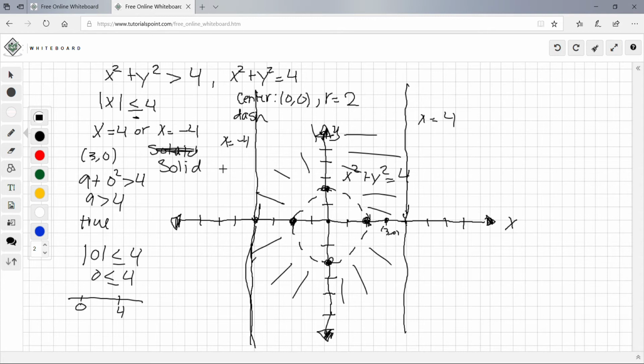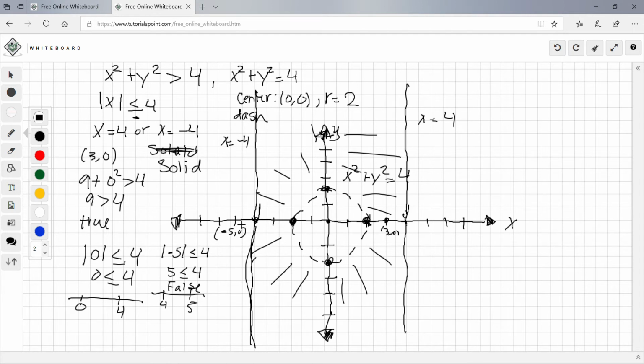Wait, should I use 0, 0? No, I won't use 0, 0. I'll use this point, -5, 0. So it's going to be absolute value of -5 less than or equal to 4. The absolute value of -5 is 5. Is 5 less than or equal to 4? I don't think so. Here's 4, here's 5. It's greater, so it's false.